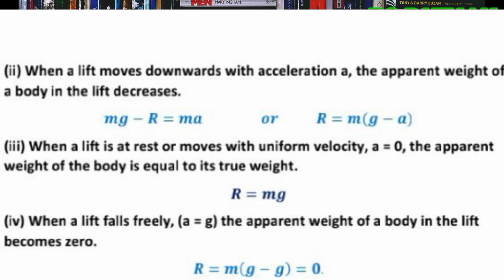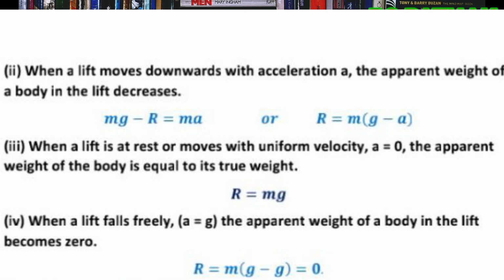Third is when a lift is at rest or moves with uniform velocity, a is 0, acceleration is 0. The apparent weight of a body is equal to its true weight, R equal to mg. When the lift is at rest or moves with uniform velocity, there is no change in the velocity, so the reaction force will be equal to mg.